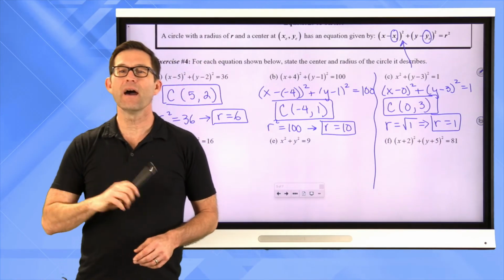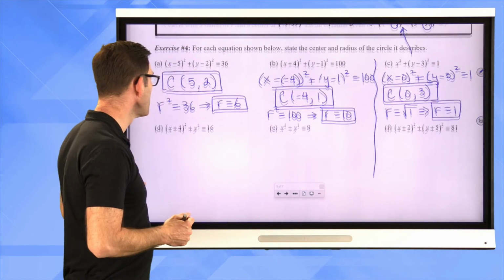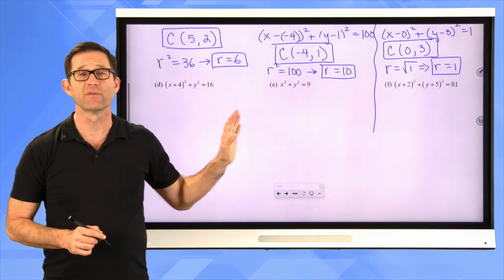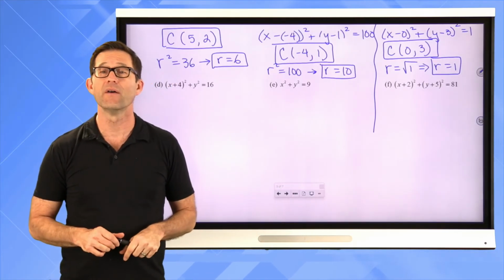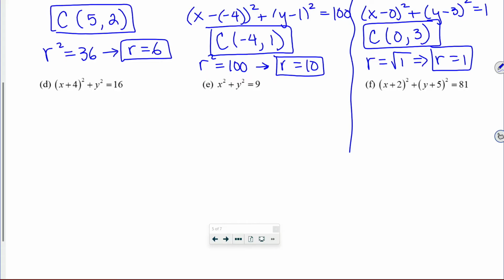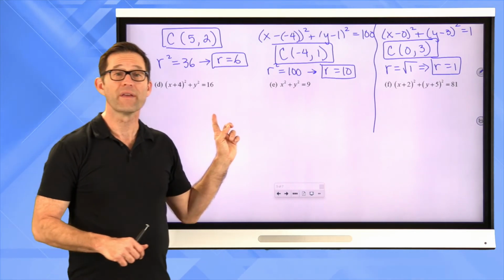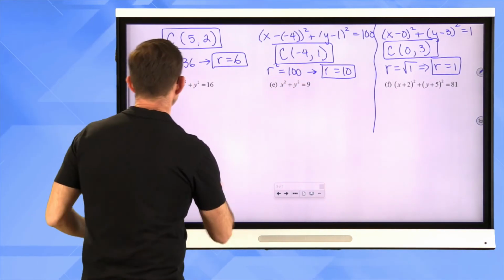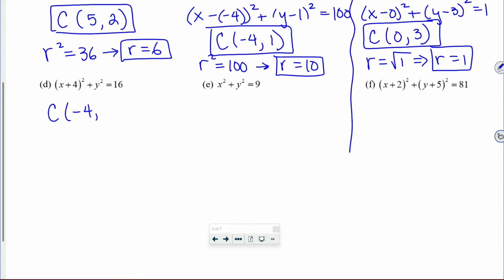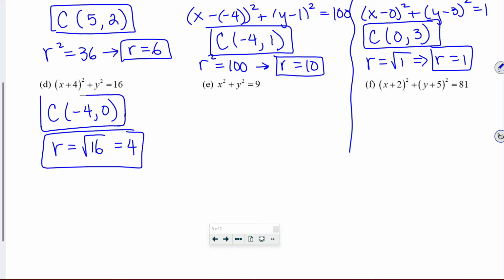Okay. See how much you get this by finishing off the last 3. Once you have this, these are very quick. Identify the center and the radius of each one of those circles. All right, here we go. Again, this one's kind of a combination of B and C. Here, my center is going to be at -4, 0, and my radius is going to be the square root of 16, which is just 4. All right. Here, my center is actually at 0, 0, and my radius is the square root of 9, which is just equal to 3.